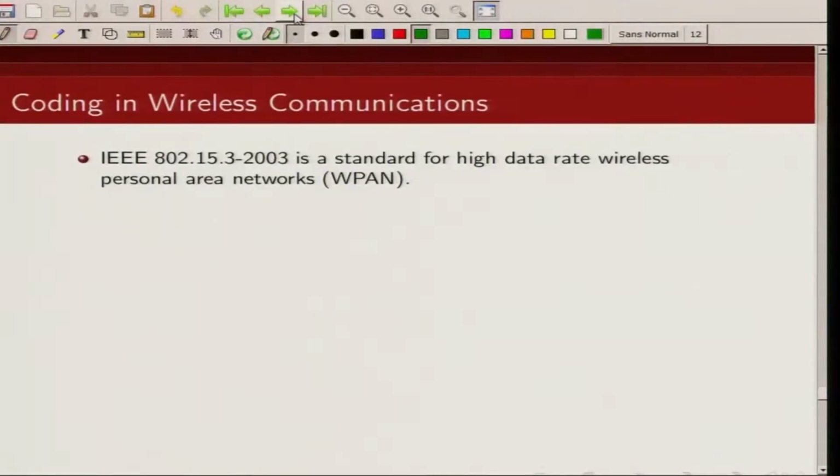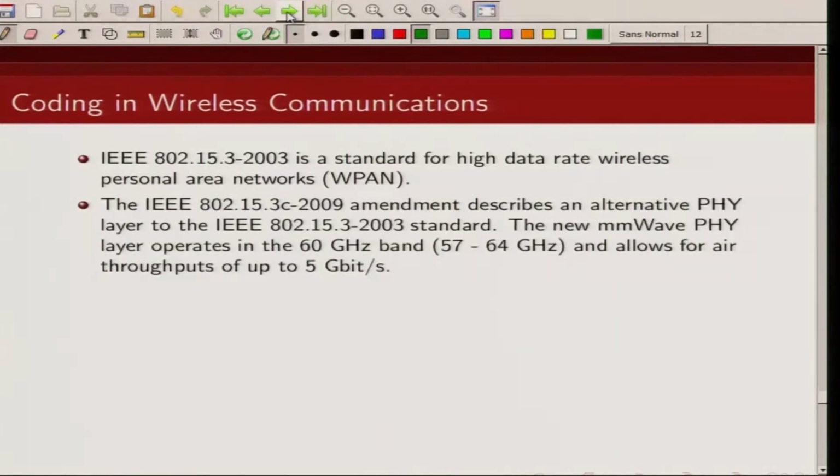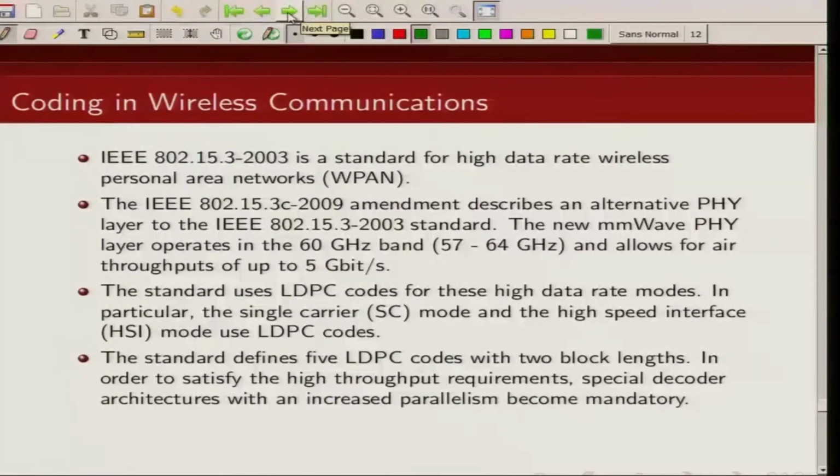Then we have IEEE 802.15, which is a standard for wireless personal area networks. Here also there is a new physical layer which is based on millimeter wave in the 60 gigahertz band, which allows throughput up to 5 gigabits per second. Here LDPC codes have been suggested. 5 different LDPC codes with 2 different block lengths have been suggested.